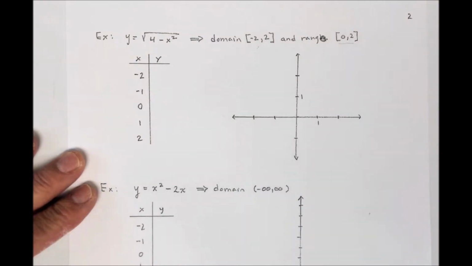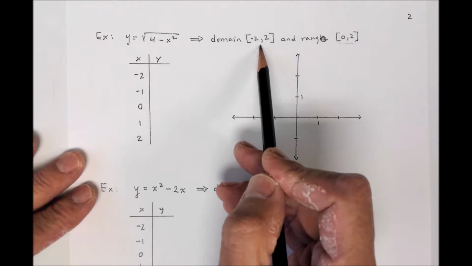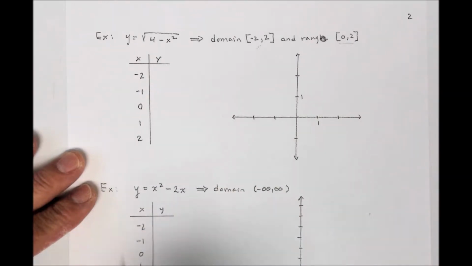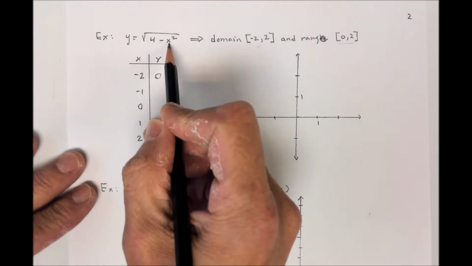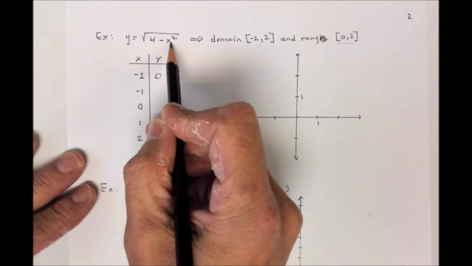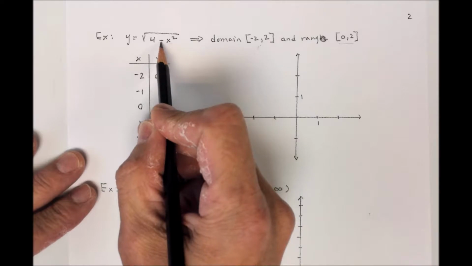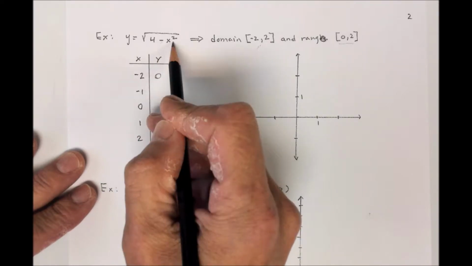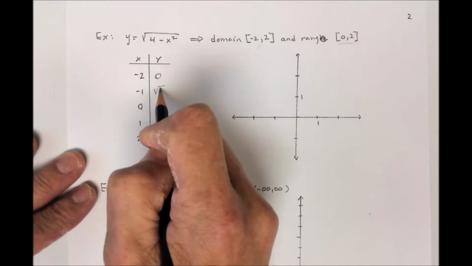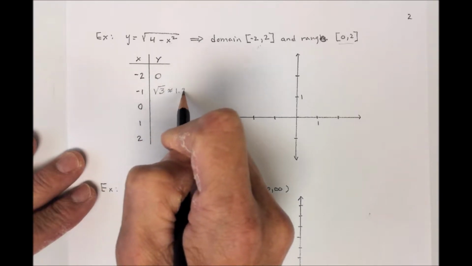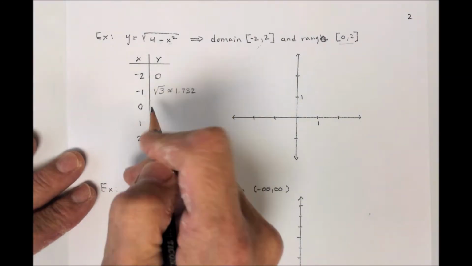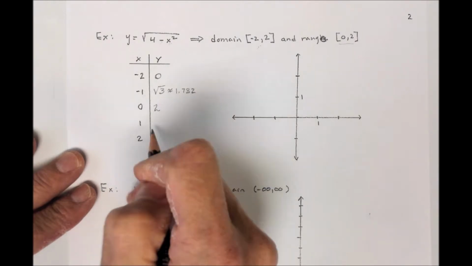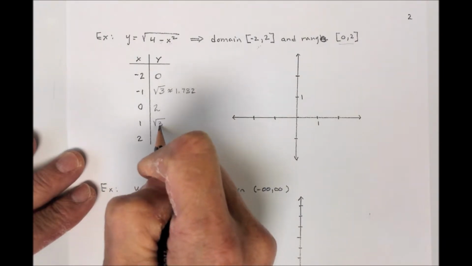Now if I plot some points, I'm going to pick points from my domain, and I've got them already set up with a t-chart. I substitute -2 in, I'm going to get 0. I substitute -1, and now don't forget, -1 squared is +1. That does not mean you take the opposite of -1 and then square it. You're subtracting whatever x squared is. So -1 squared is 1, 4 minus 1 is 3, so this is the square root of 3, which is approximately 1.732. I plug 0 in, I get the square root of 4, because 0 squared is 0. I plug 1 in, I get the square root of 3. I plug 2 in, and I get 0.